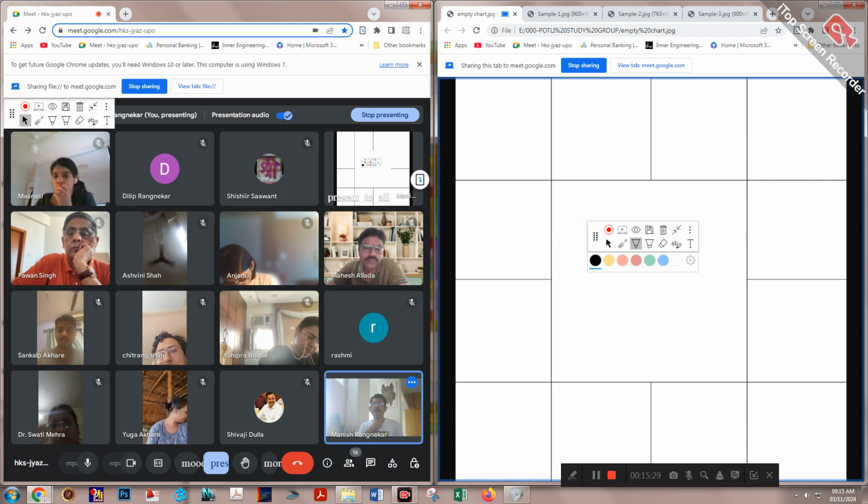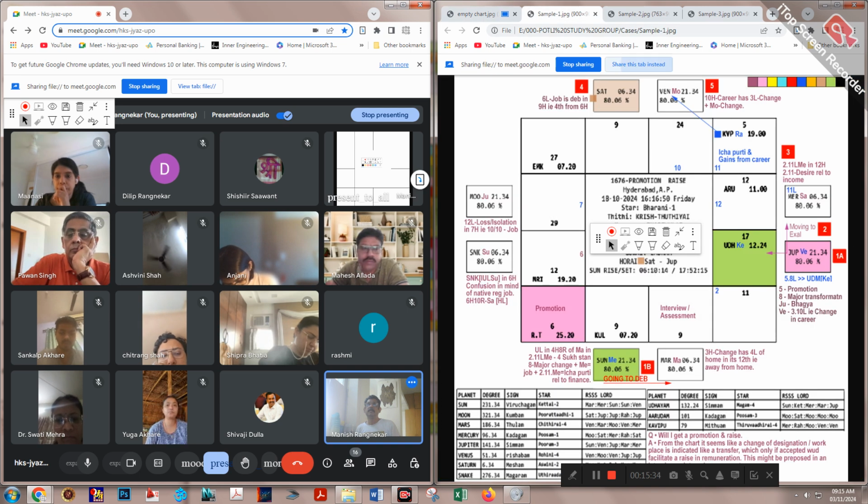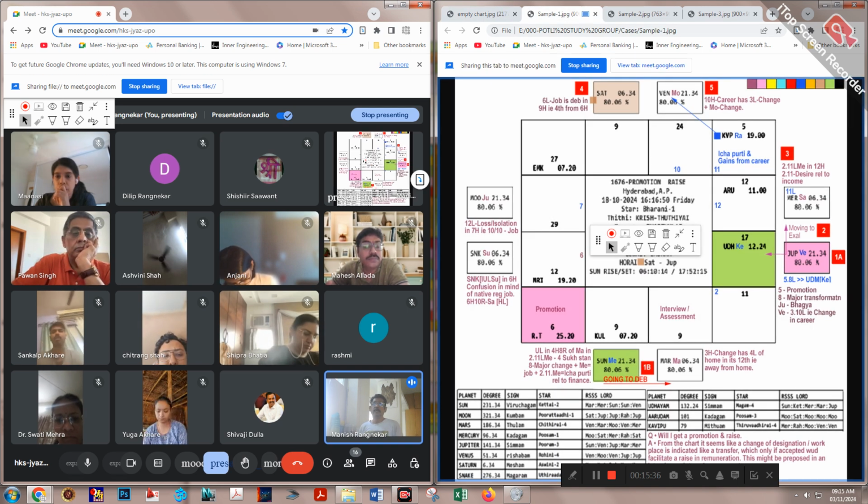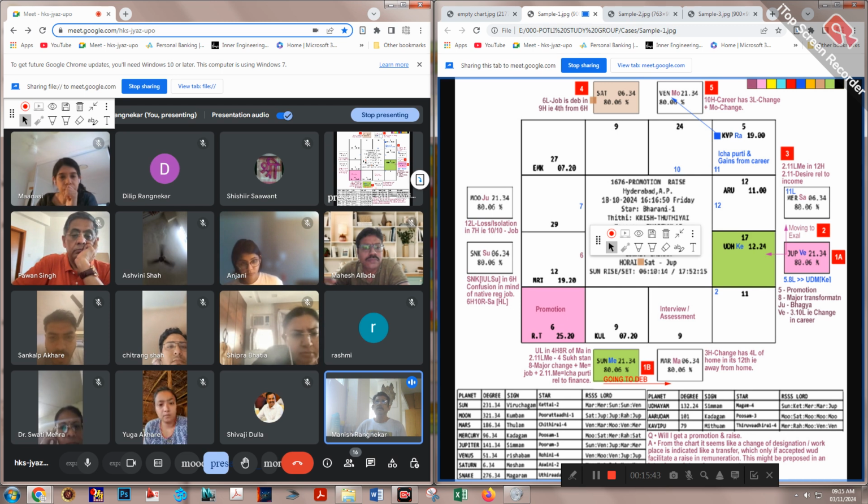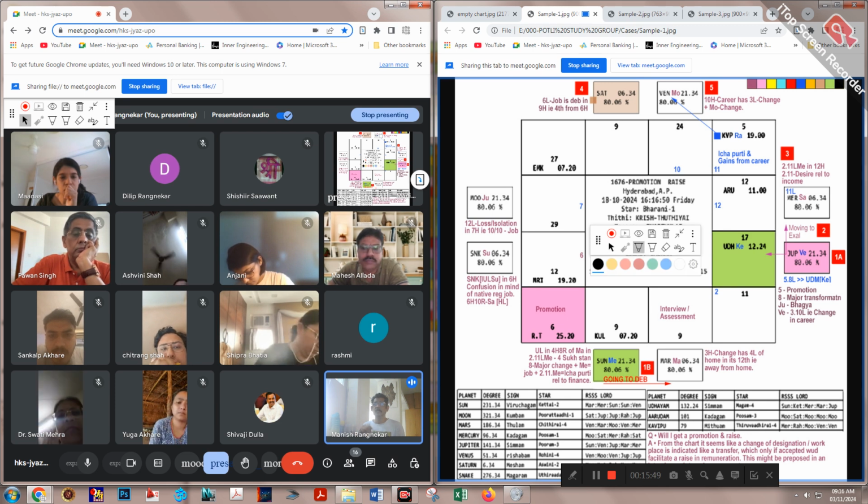So, 1 minute. What I was saying was, now we'll take up a sample case. Okay. I hope you all can see this. Now, this is a case which came on 18th of October. I think those people who are there in that other group will be aware of it. I think Shivaji and Mahesh will know that. So a person from Hyderabad had asked on 18th whether he has appeared for an interview, whether he will get a promotion and a raise.